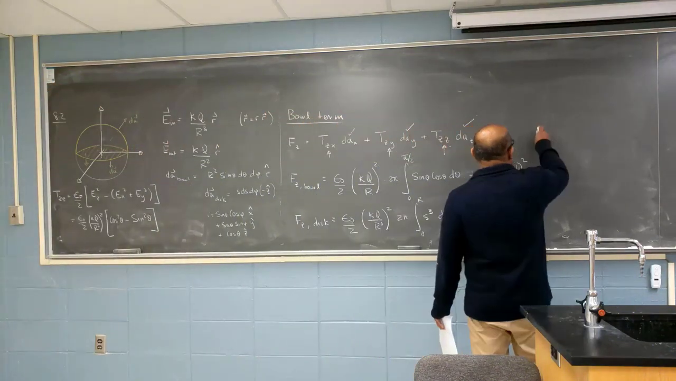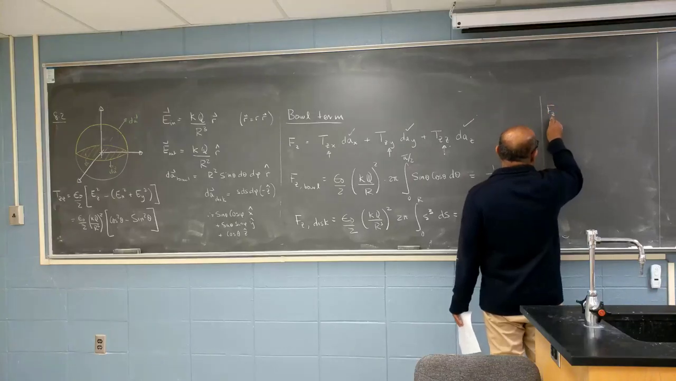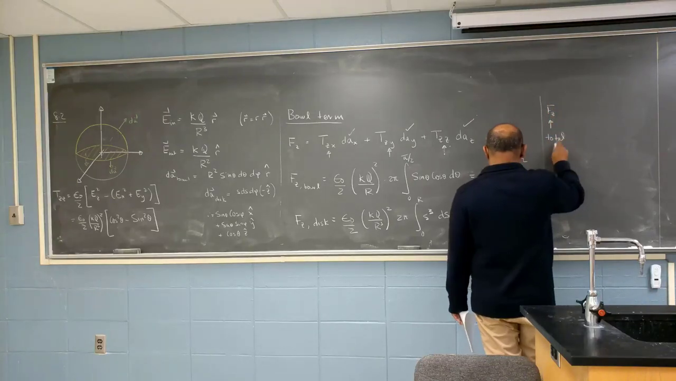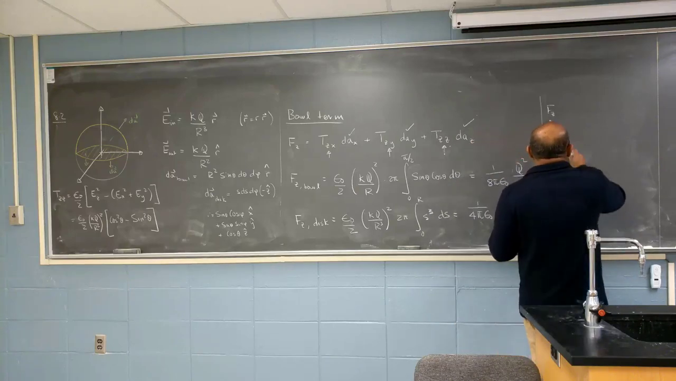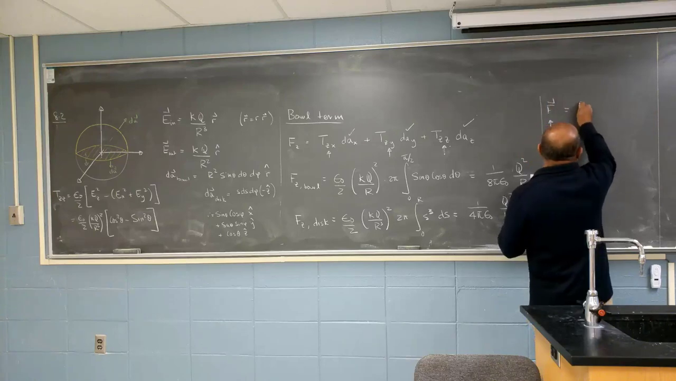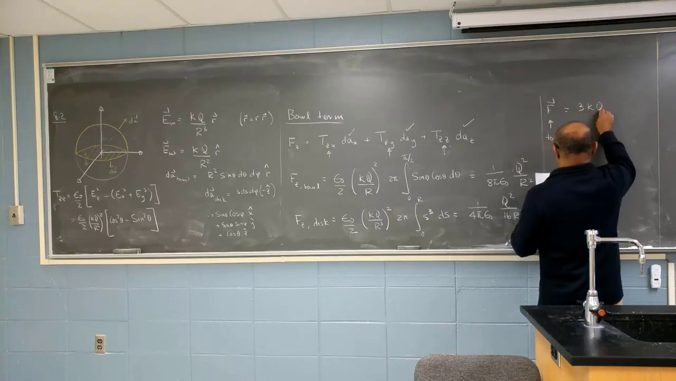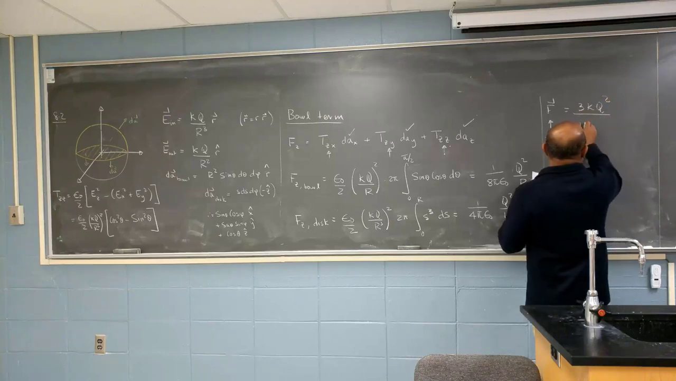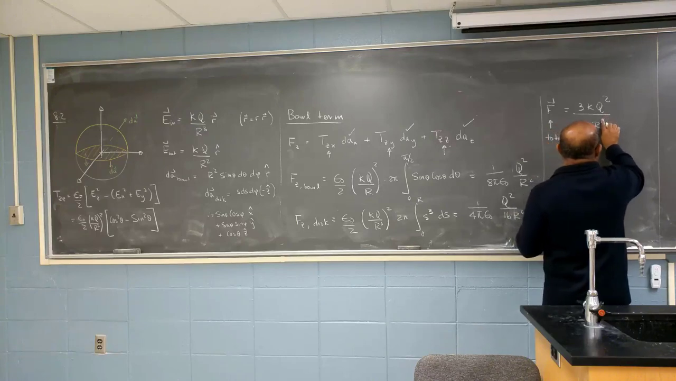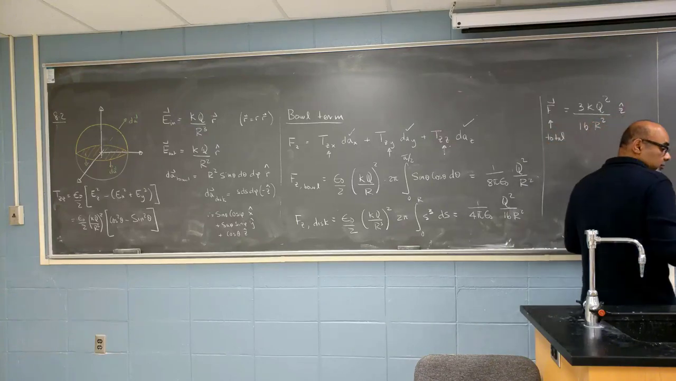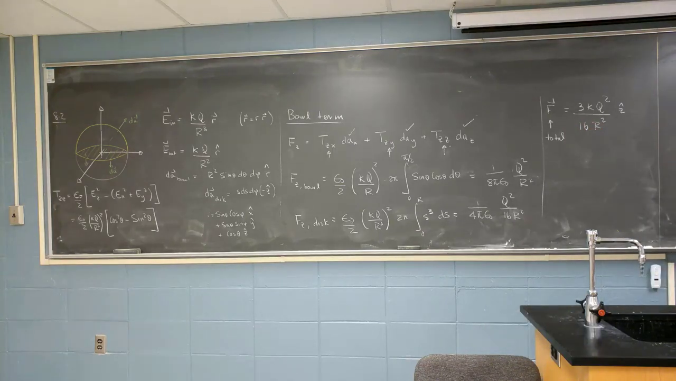I know I'm just giving you the answer now. So total, it's a little bit of a cheat, I'm just adding these two up. I can even write it vectorially: 3kq squared over 16 r squared. Again, apologies for taking some calculations for granted, but it's good for you to verify that as well. Nothing mysterious going on, but please do check the algebra.